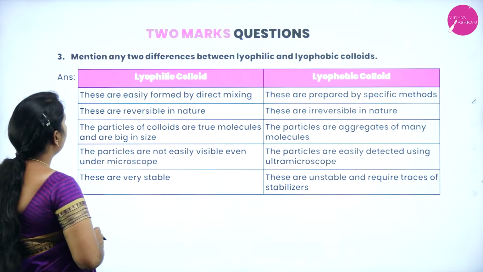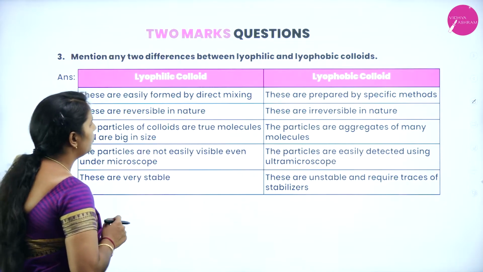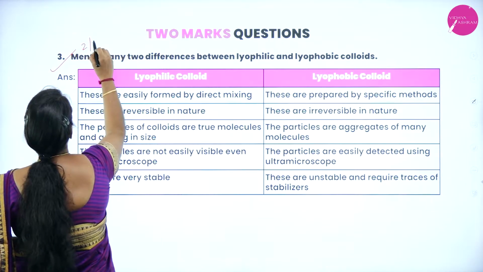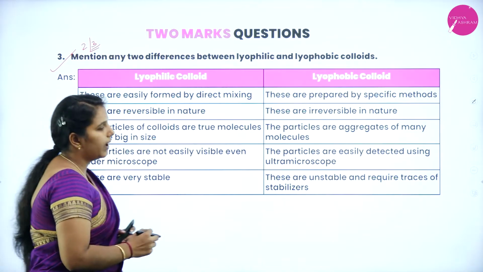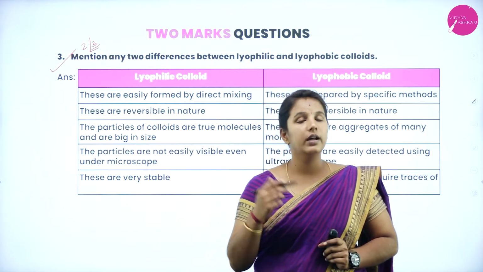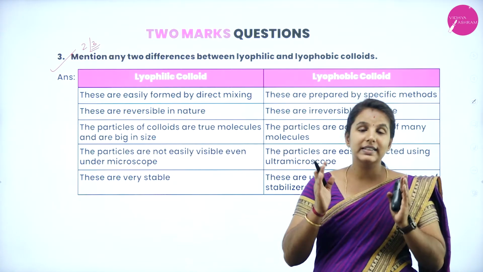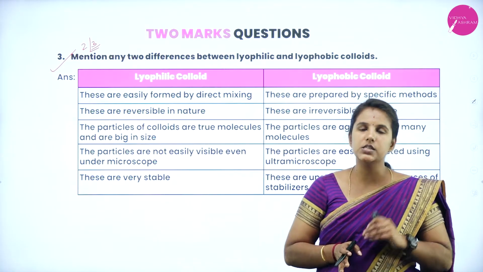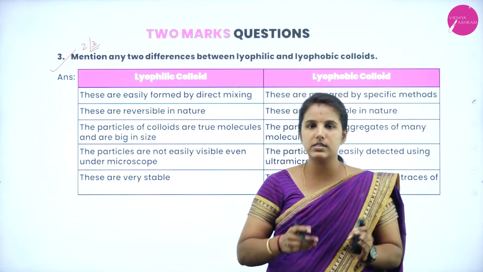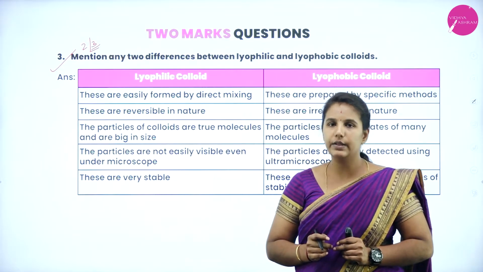Next question: mention any two differences between lyophilic and lyophobic colloids. Remember, this question can be asked for 2 marks as well as for 3 marks. Sometimes they ask for 2 marks, and most of the time it has been asked for 3 marks. Okay, you should know 3 proper differences. So, if they ask you to write for 2 marks, you can write only 2 differences. If they ask for 3 marks, you need to write 3 differences.